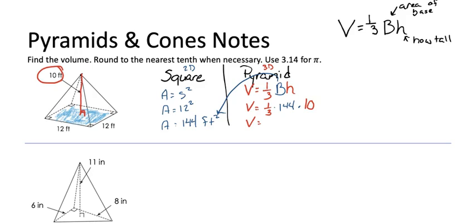144 times 10, 1,440. Divide that by 3. Yep. Calculated that, you would come up with 480. This is still in feet, and again, this is 3-dimensional, so my feet are cubed.